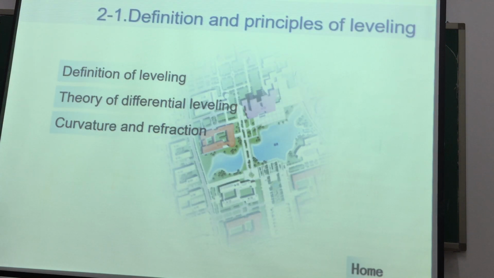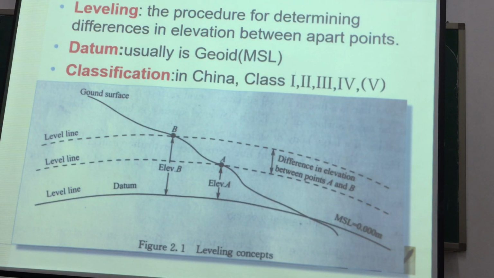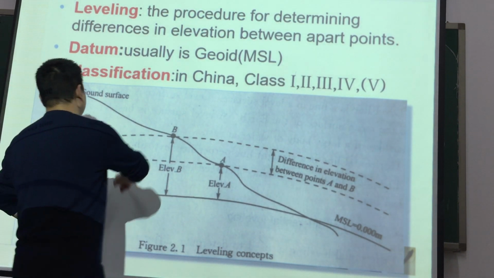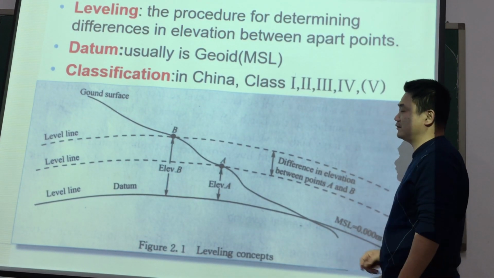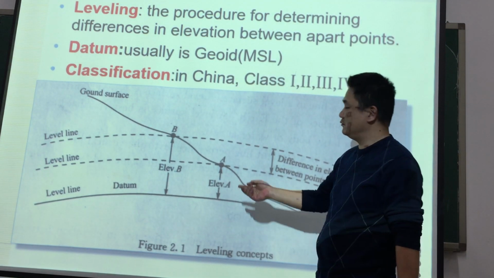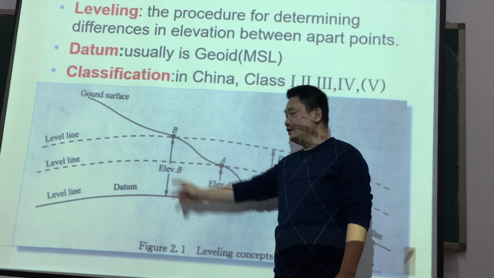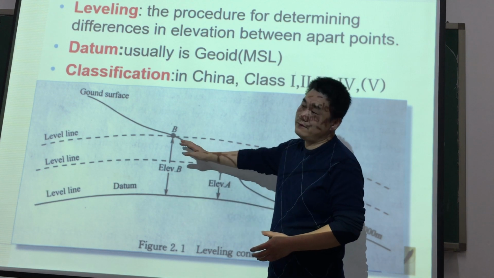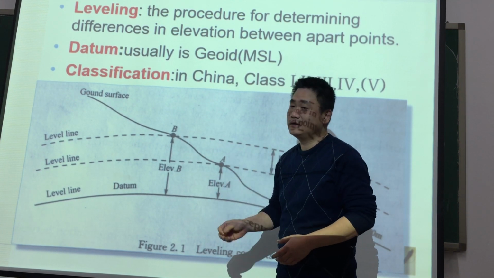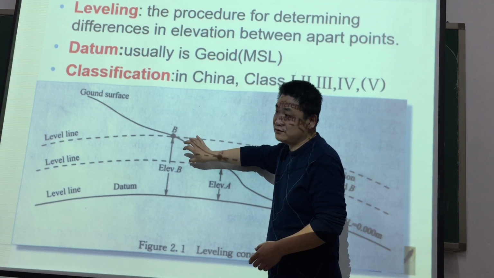Okay, first, the definition and principles of leveling. We say in this picture, leveling is the procedure for determining the difference in elevation between points. That means this line is the ground surface. We have two points on the ground, one is point A and one is point B. From point A to point B, we do a survey. What survey? Leveling. Then we can get the elevation difference between these two points.